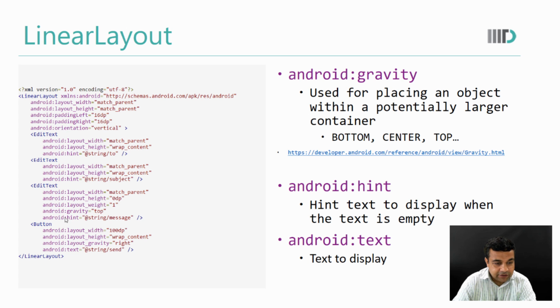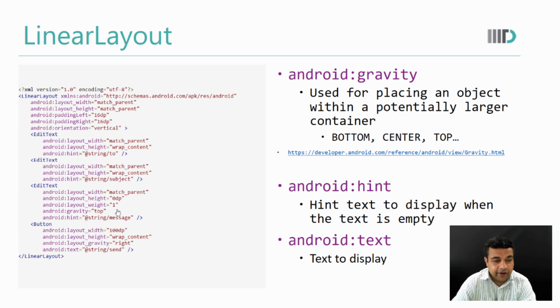Gravity. Let us see. So we have the gravity element here, which says top, and here the gravity says right. So we are defining gravity at two places. Gravity is used for placing an object within a potentially larger container. So think of it as a placeholder. If you define it as bottom, then your view object goes to the bottom. If you define it as center, your view object goes to the center. If you define it left, it goes to the left. If you define it top, it goes to the top.